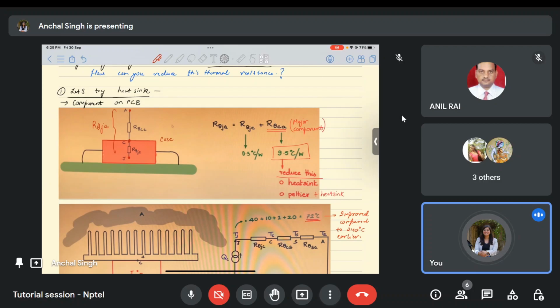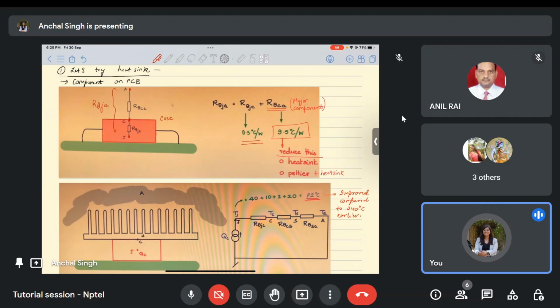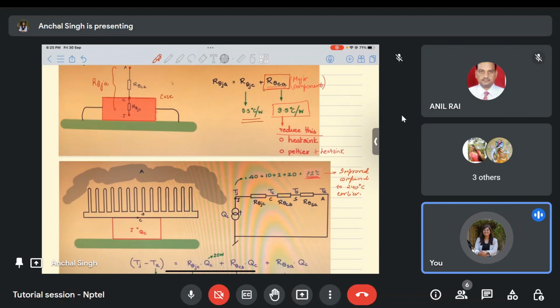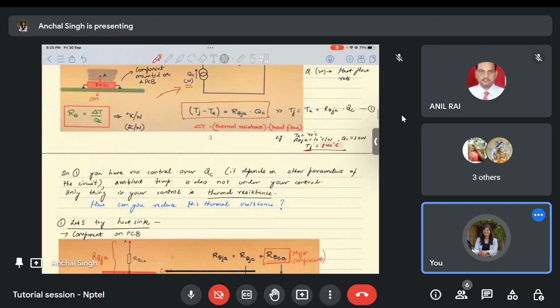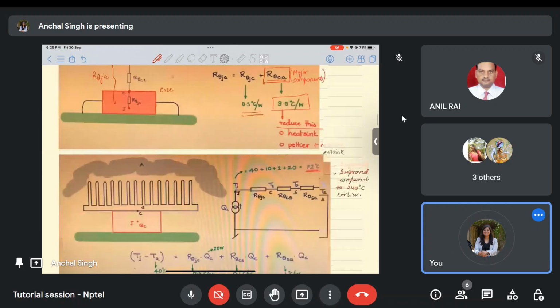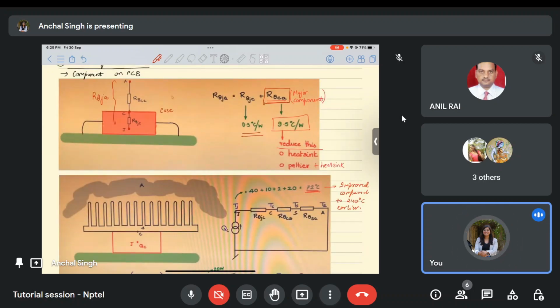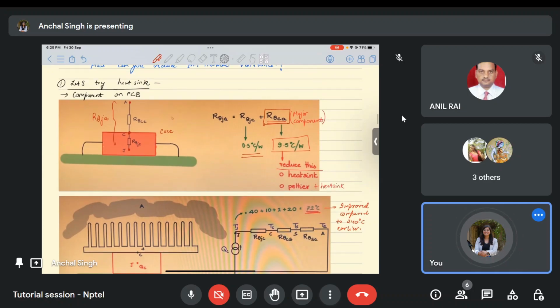R theta JC is very small. The value is around 0.5 degrees Celsius per watt, and R theta CA is 9.5 degrees Celsius per watt, which is very high. So it's clear from this breakdown that this is the parameter that we would want to focus our energy on, right? We would try to reduce this parameter, and once we reduce it, from the equation that we just saw, equation number one, our junction temperature will automatically come down. Okay, so now our aim is to reduce R theta CA, that is the thermal resistance between the case and ambient.